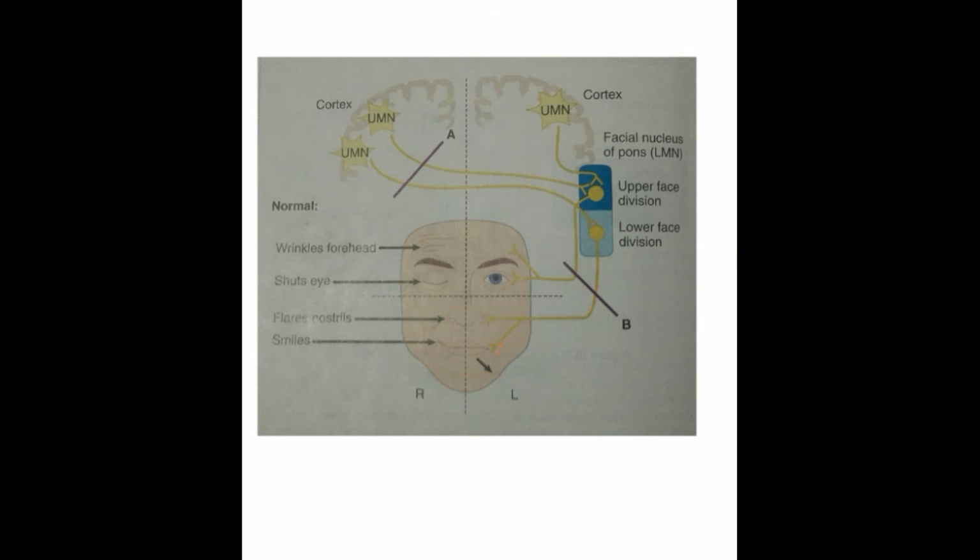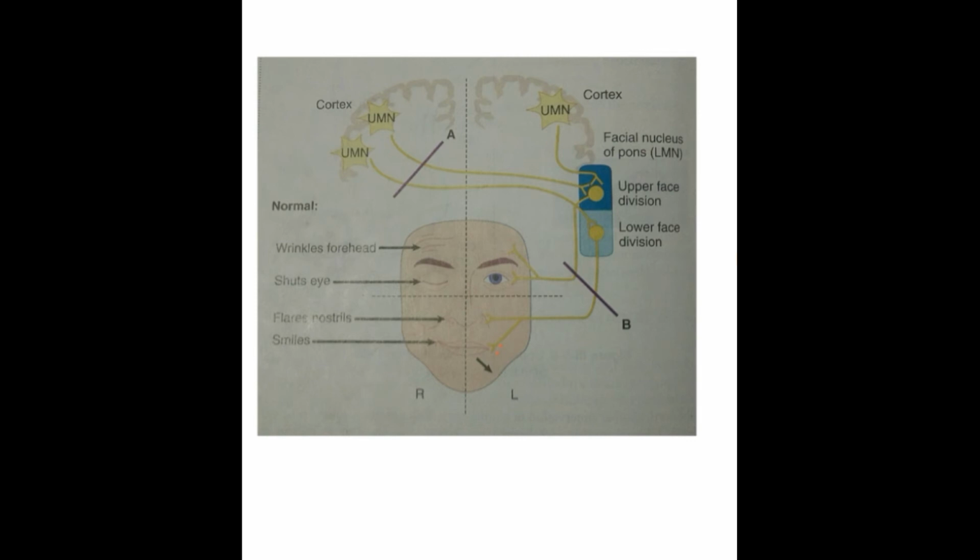Now, after understanding this anatomy, this will help us in understanding different kinds of lesions which occur and helps us in diagnosing the disease. So, if I lesion these neurons, these are lower motor neurons. So, if I lesion lower motor neurons of facial nerve, what will be the pathology known as? It's known as Bell's palsy.